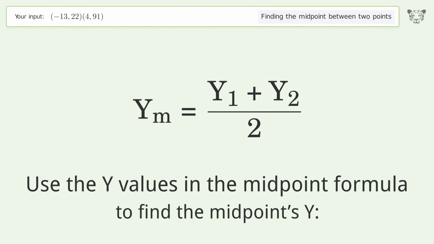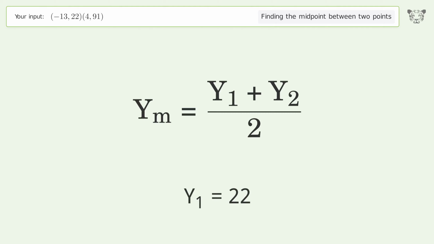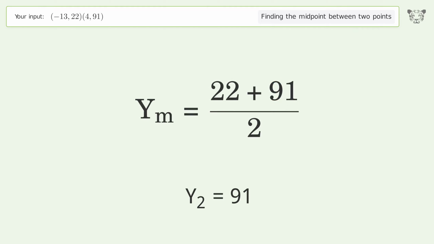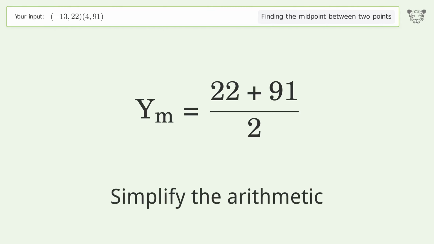Use the y values in the midpoint formula to find the midpoint's y. y1 equals 22. y2 equals 91. Simplify the arithmetic.